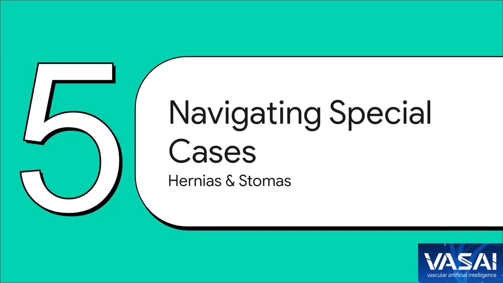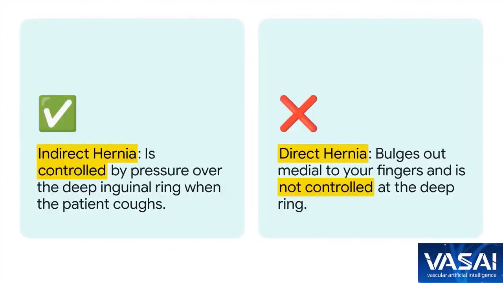All right, let's switch gears and apply our systematic approach to two special cases that frequently appear in OSCEs: hernias and stomas. Success here requires demonstrating very specific examination techniques. Differentiating an inguinal hernia is a classic challenge. So after reducing the hernia, you place your fingers over the deep inguinal ring that's midway between the ASIS and the pubic tubercle. Ask the patient to cough. If the hernia stays reduced, it's indirect. If it bulges out medial to your fingers, it's direct.